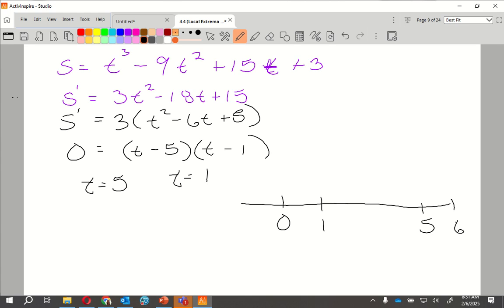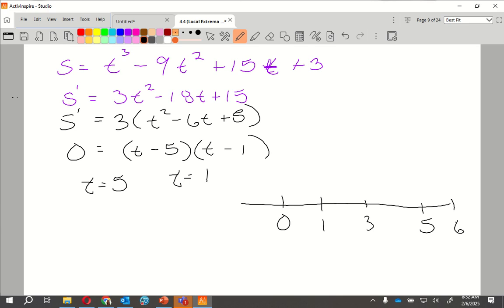Why did I add 0 and 6? Those aren't critical numbers. I'm going to use those for positive and negative, right? Because using the first derivative test, I just plug in numbers to what I have. And I'm trying to figure out if it's going to be positive or negative. So let's pick a number in here. Let's go 3. Why not?